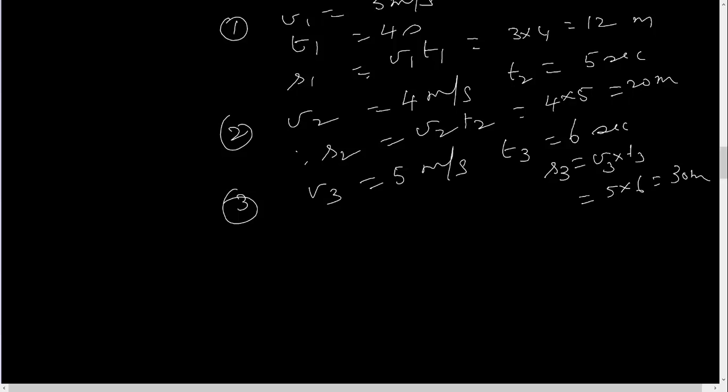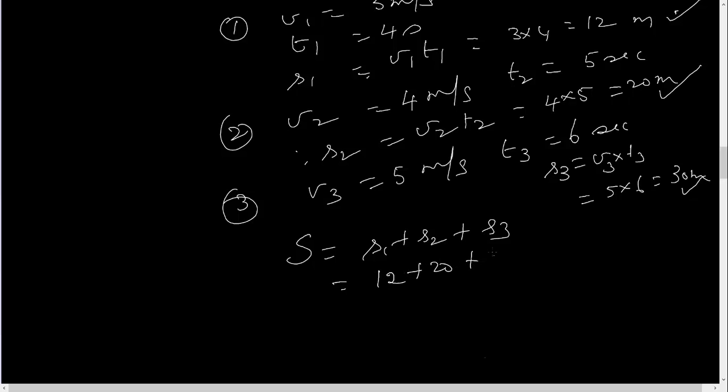So this is S1, this is S2, and this is S3. So S total will be equal to S1 plus S2 plus S3 equal to 12 plus 20 plus 30. That is equal to 62.